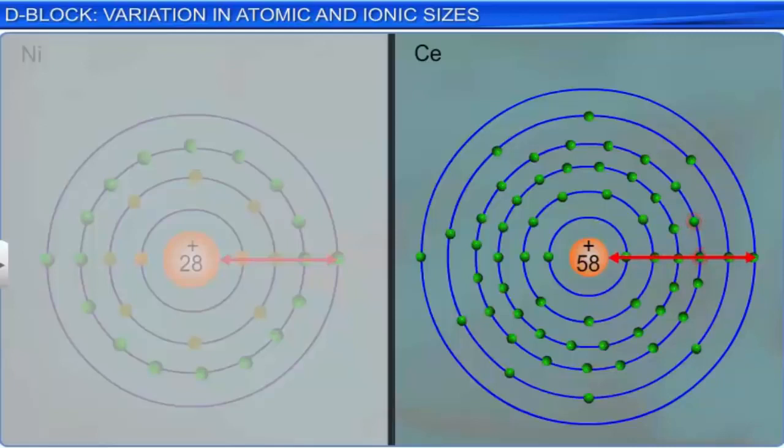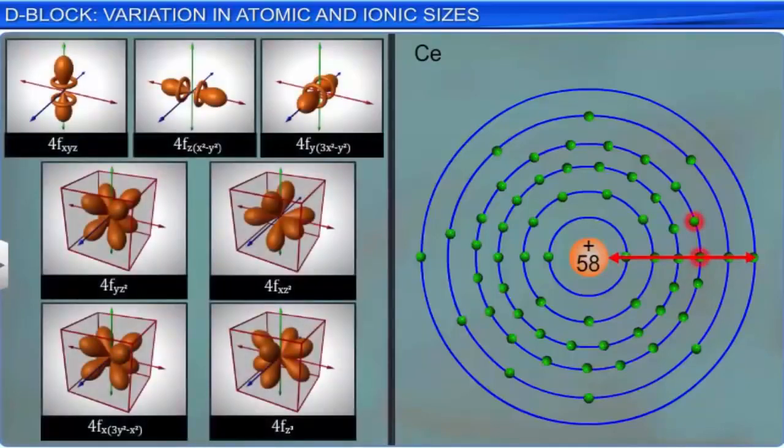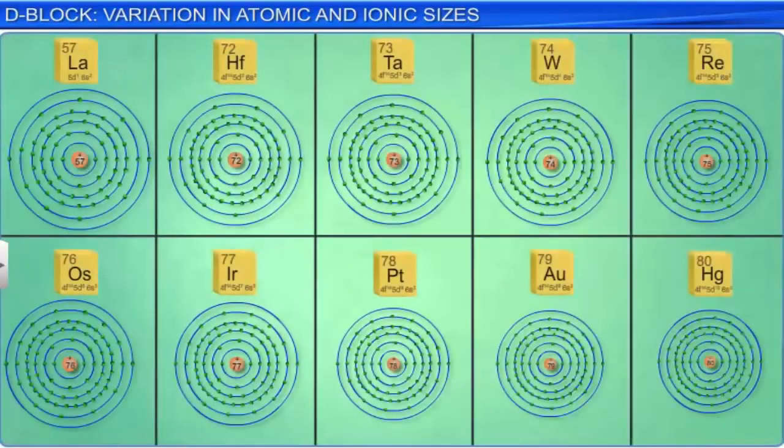Thus, with an increase in the nuclear charge at each step, there is no comparable increase in the mutual shielding effect of 4f electrons. As a result, the electrons in the outermost shell experience increasing nuclear attraction from the growing nucleus. Consequently, there is a fairly regular decrease in the size of the entire 4f orbitals.